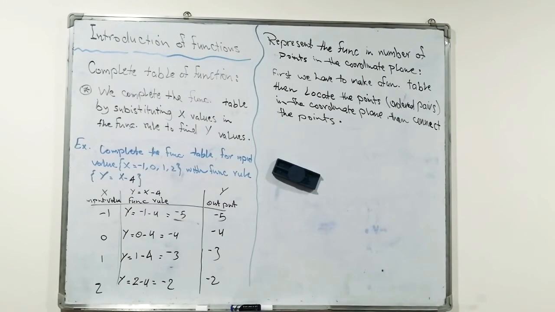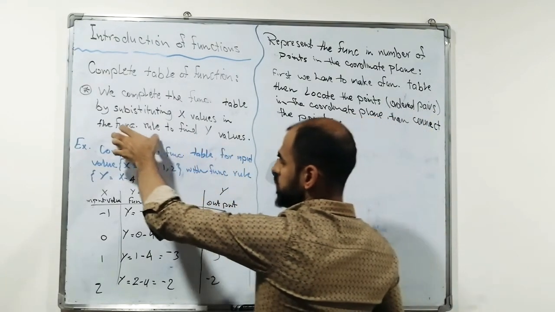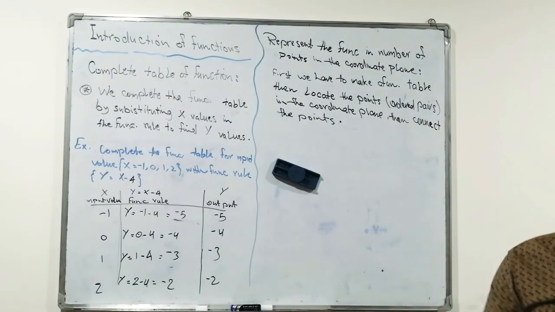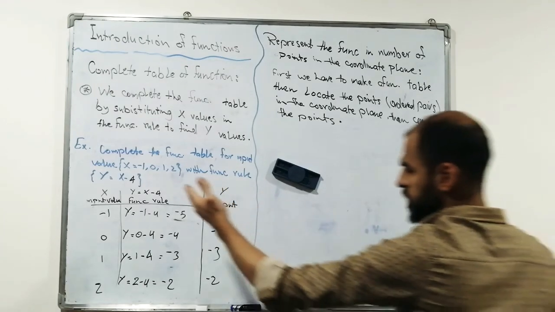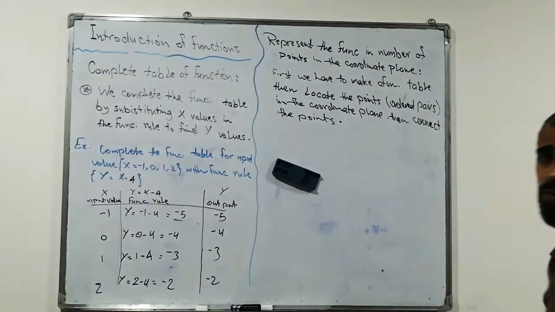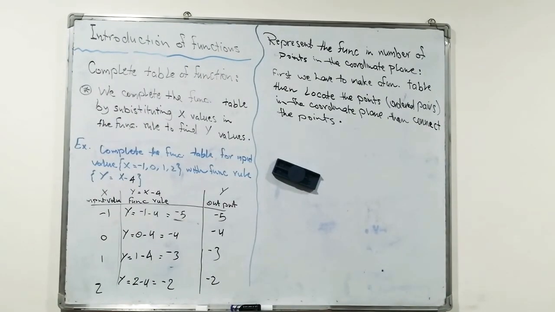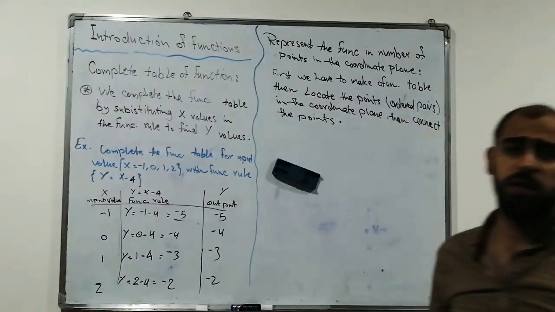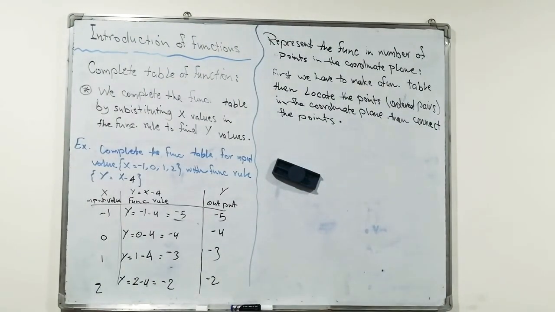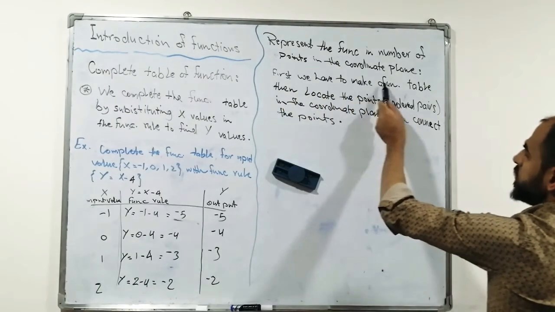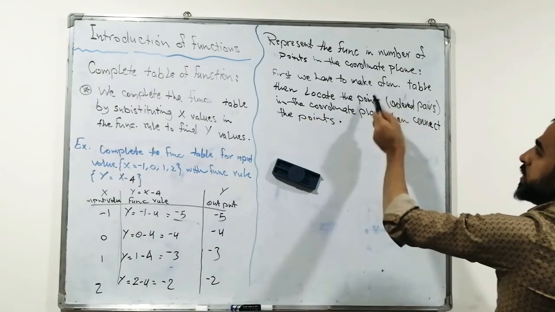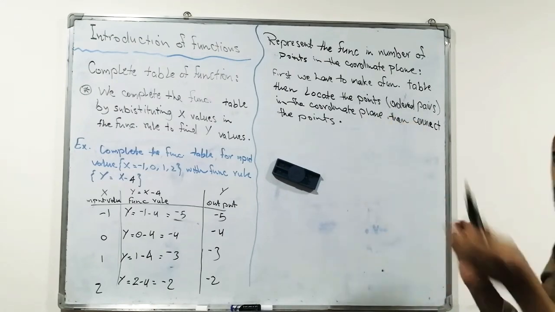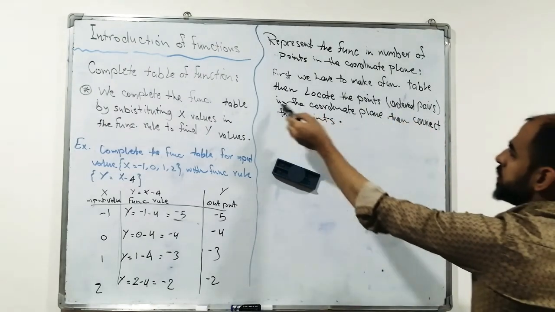The first step is like the previous subject, which means we have to make a function table. From the function table, by substituting the value of the input x, we get the output value. From the input and output values, we make the ordered pair. Then locate the points, which are the ordered pairs from the function table, on the coordinate plane.